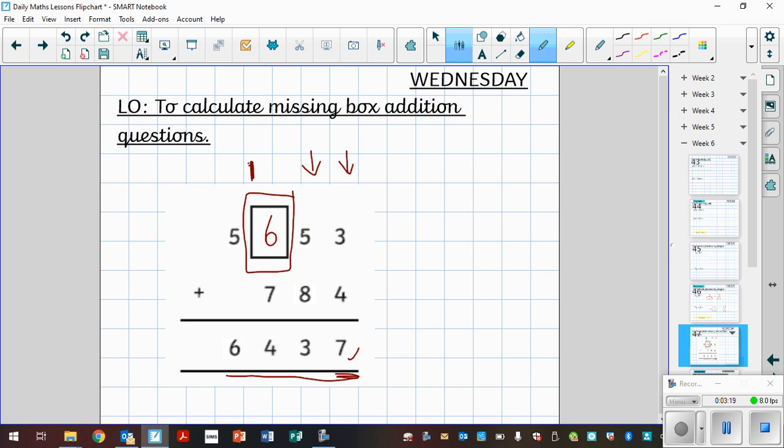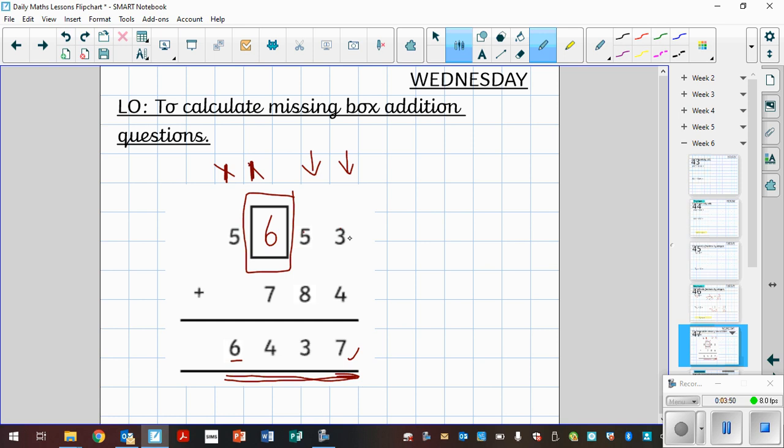What we need to remember now is we're exchanging 1,000. So we need to make sure that that 1 we're exchanging sits above 5. Well, 1 plus 5 equals 6. Brilliant, we've got that right. Well, how do we know that we're right? We think that missing value is a 6. Well, let's leave it as a 6 and do that calculation again to see if we get 6,437.